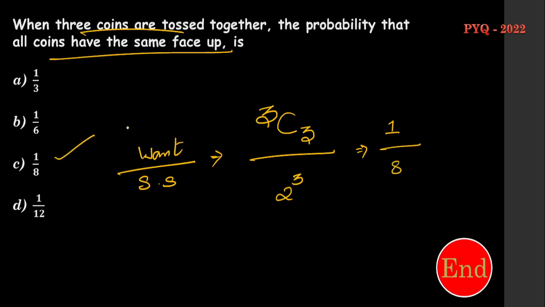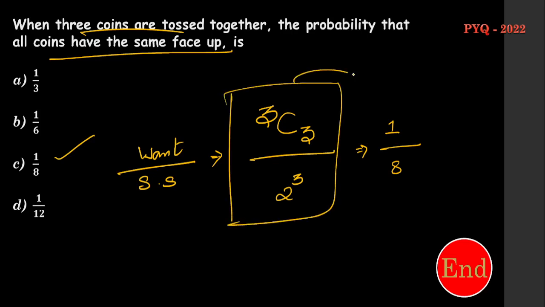You need not write the sample space: head, head, head, head, head, tail, head, tail, head, tail, head, head. That is unnecessary to write. So directly we can use the combination and the shortcut, we can get the answer. These concepts I had explained clearly in our class.